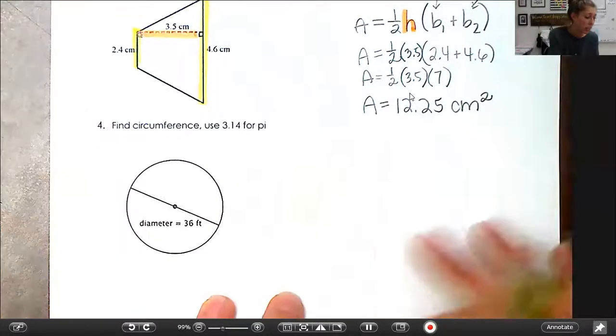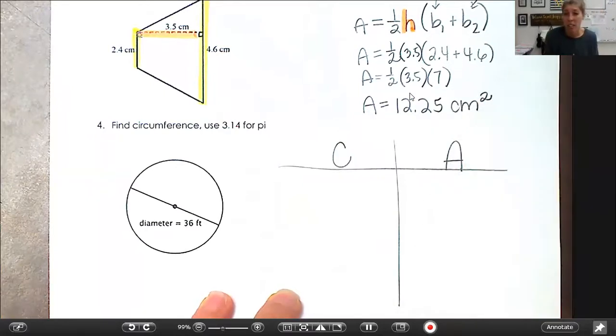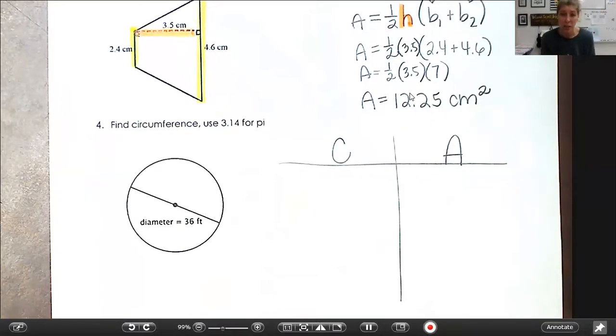Okay. Now, last but not least, I'm actually gonna do 2 different examples with this circle. It does say to find circumference, but I also want to find the area as well, because I said yesterday, that was kind of a red flag, not just you guys, but all classes, that we need a little bit of help. So let's look at the circumference formula first.